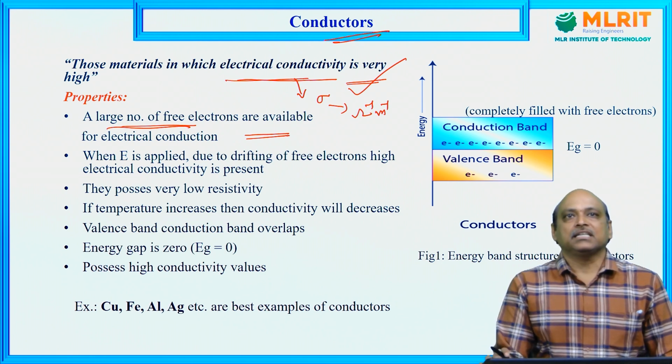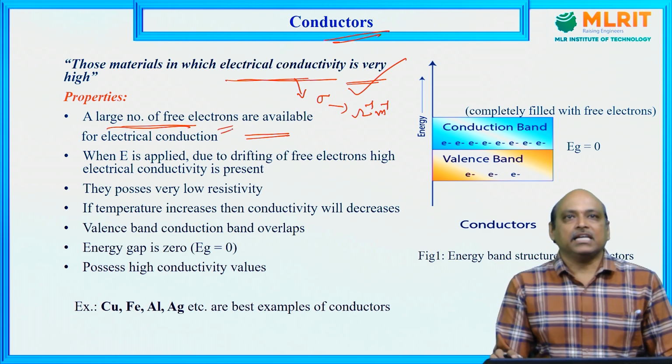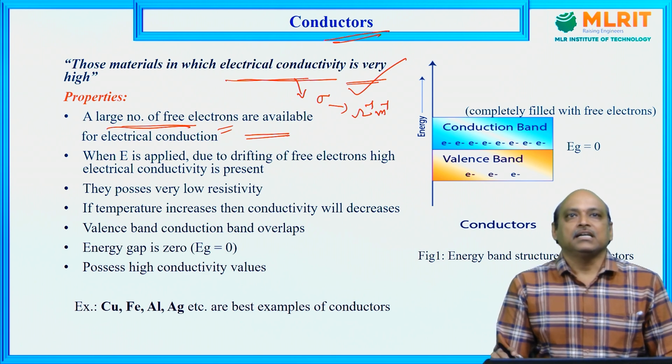Any material's electrical conductivity is decided by two factors that we know. First is the availability of free electrons. More free electrons are available here. That is the first criterion. And the second one is the mobility of these free electrons, which also decides the electrical conductivity. In conductors, it was observed that there is a large number of free electrons.